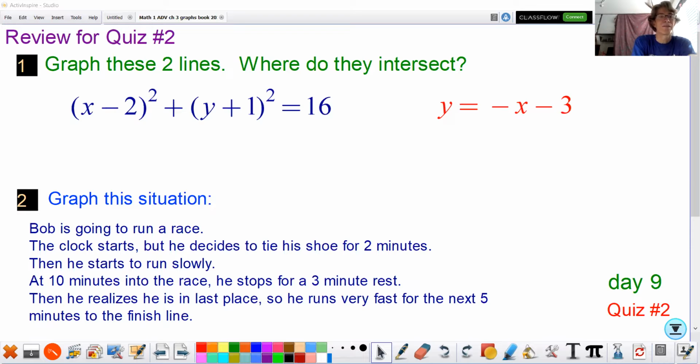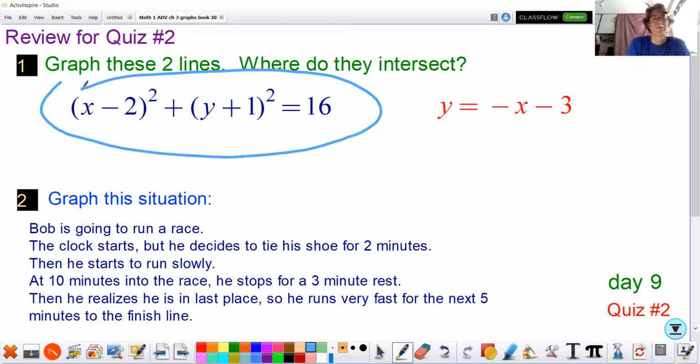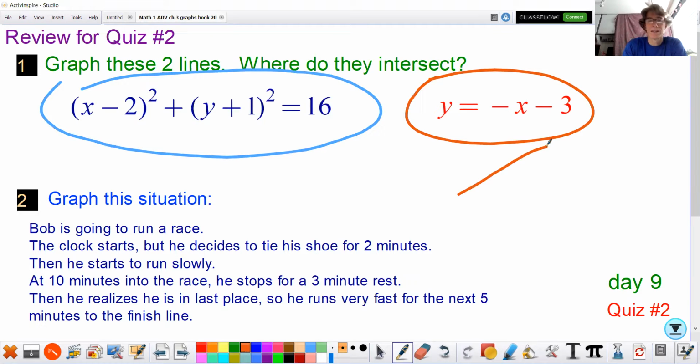Because what you're going to do is graph this from yesterday. Remember what that was? That's a circle. So you're going to graph a circle. And then this over here doesn't have anything fancy. Nothing fancy, so that's probably just a straight line. And this is a circle.